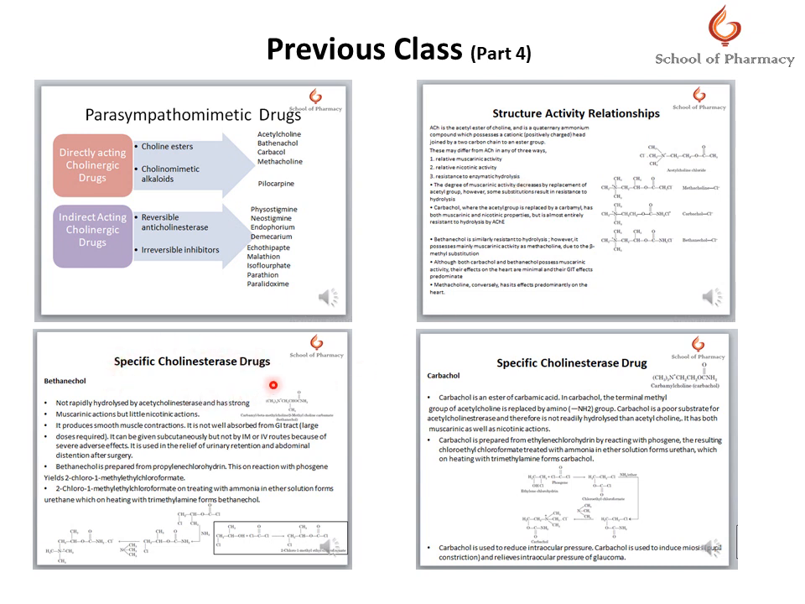Then we discussed some specific choline ester drugs, like bethanechol: what the structure of it is and how it is formed, where it acts, what action it shows, and then carbachol, how it is different from bethanechol, and in the last we discussed methacholine.